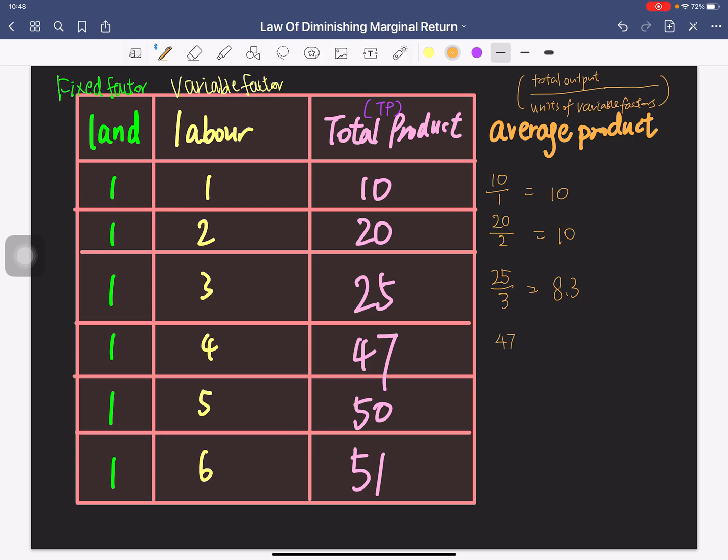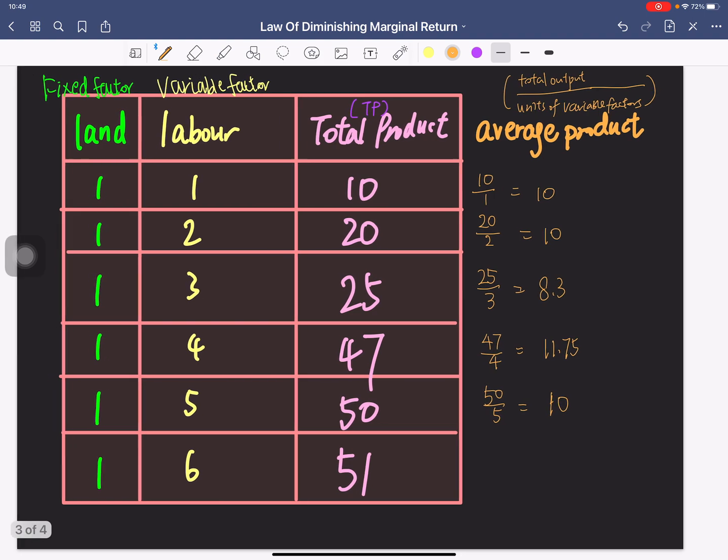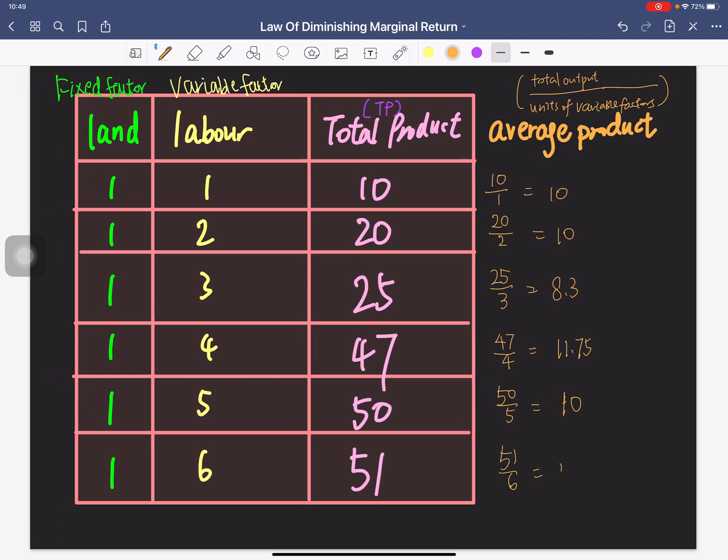Next one, 47 divided by 4. That should be 11.75. And then we have 50 divided by 5. We have 10 units as our average product. 51 divided by 6. Our average product will be 8.5. So that's how we get it. If we are given the total product and the fixed factor and the variable factor, how can we find the average product? You already know how to calculate.